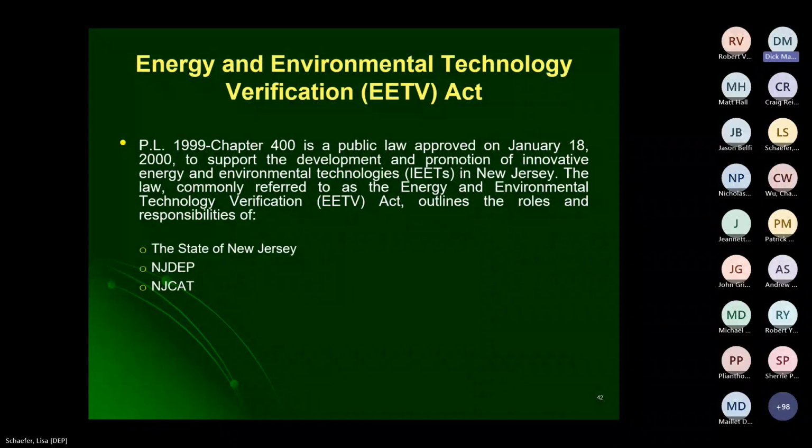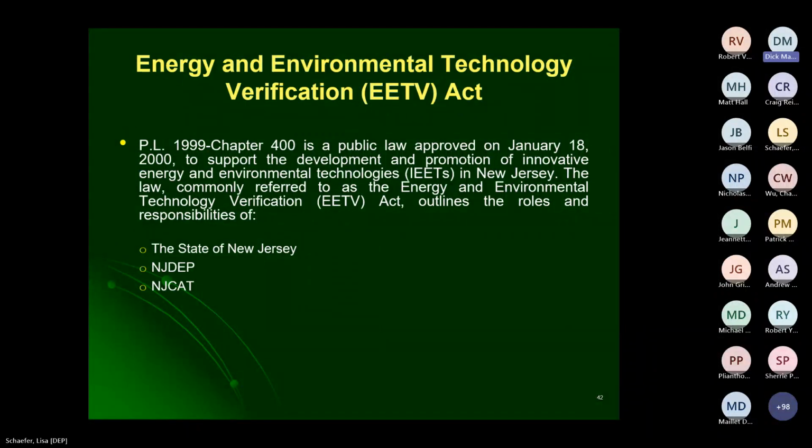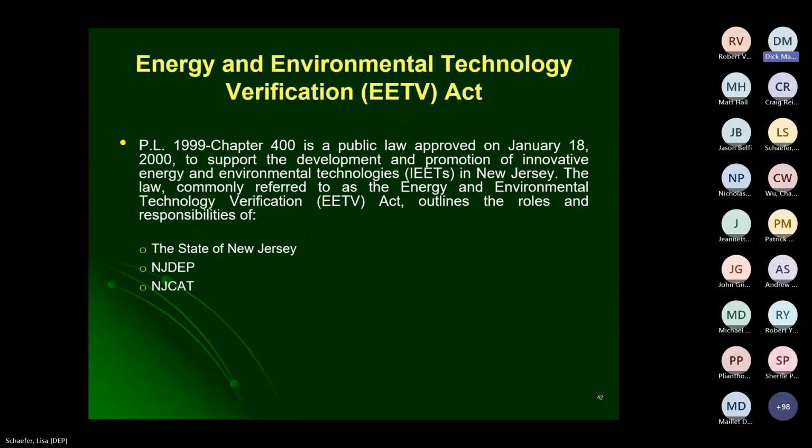The next activity that occurred was Public Law 1999, Chapter 400, which became known as the Energy and Environmental Technology Verification Act. It was approved on January 18th, and it supports the development and promotion of innovative energy and environmental technology. But more importantly, it outlined the roles and responsibilities of the State of New Jersey, DEP, and NJCAT. Next slide.